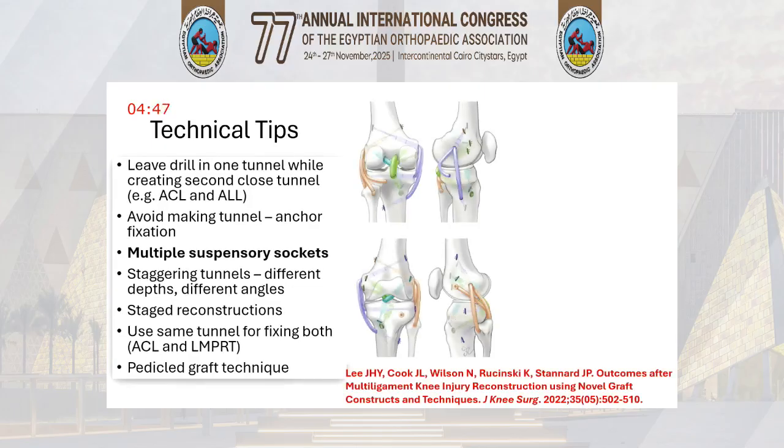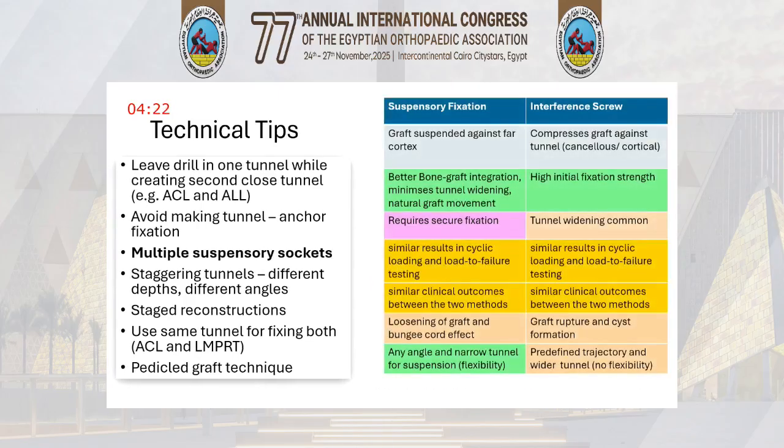And next up is multiple suspensory fixations. I'm increasingly inclined to using these options just because they give us a lot of flexibility with the direction of the tunnel, and fixation strength relies on the strength of the opposite cortex rather than the cancellous and cortical engagement of the interference screw. There are advantages and disadvantages of multiple suspensory techniques, but they may be employed wisely where necessary. In suspensory fixation, the graft is suspended.